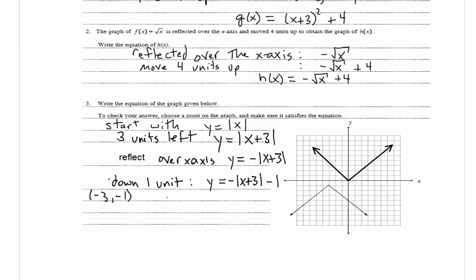So y is equal to negative 1 is equal to negative the absolute value of x, which is negative 3, plus 3, minus 1. And now we have negative 1 is equal to negative 3 plus 3 is 0. And then the minus sign gives us negative 0, which is still 0. So we have 0 minus 1. And negative 1 is equal to 0 minus 1.